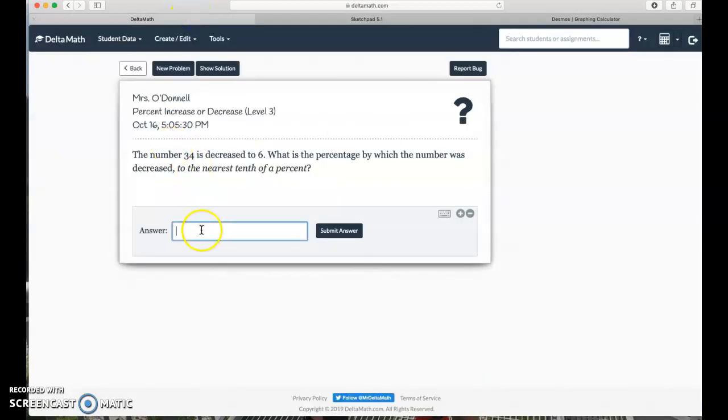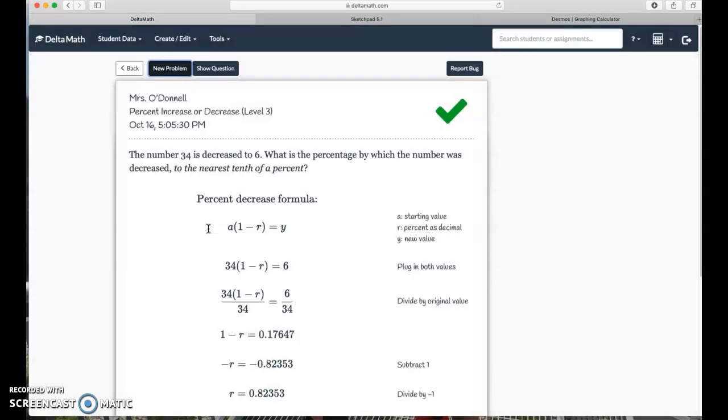Let's check our work in Delta Math. 82.4. Let's enter. Delta Math liked it, okay? So that's how you solve. You have to make sure you're really thinking about what information they are giving to you. So good luck. All right, thanks so much.